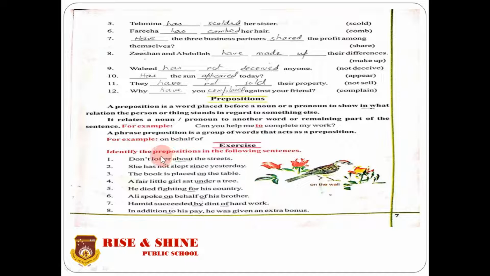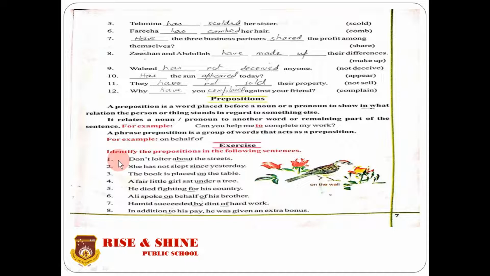Now move towards the exercise. And what is the question? Identify the preposition in the following sentences. You just have to identify and underline the preposition. Now we will start from the first sentence, and you must know which part of this sentence is the preposition, and you have to underline it.